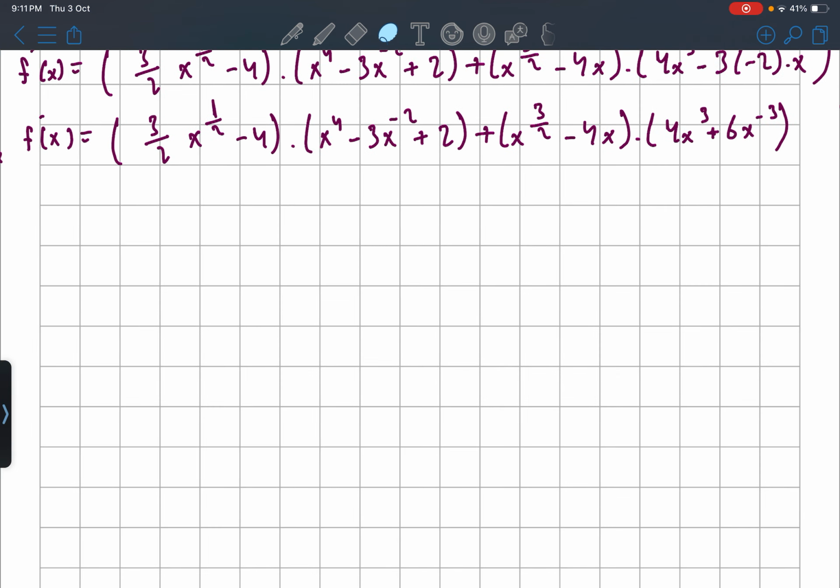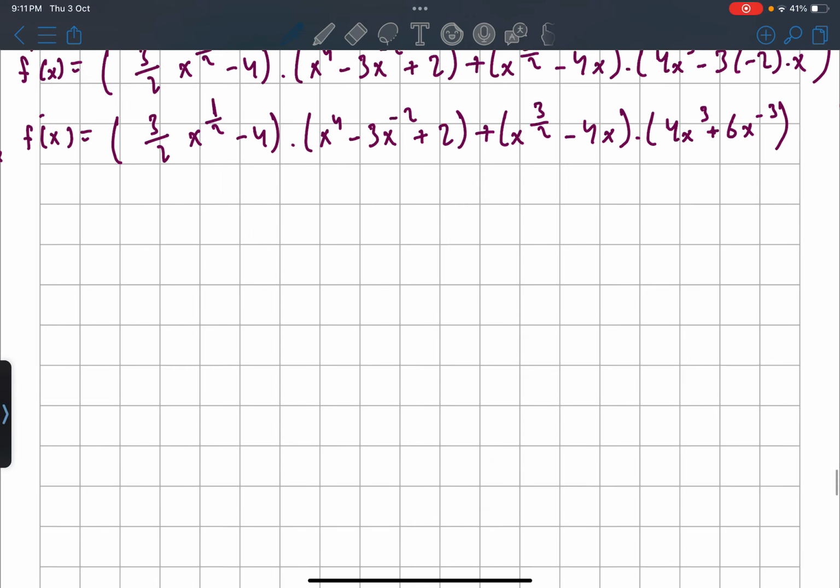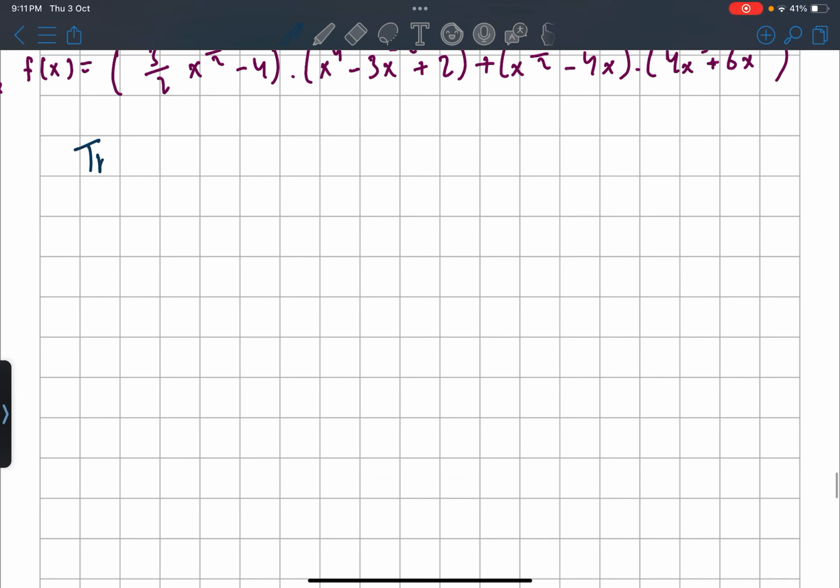Okay. Next one we have here theorem 4.2. It's about the quotient rule.